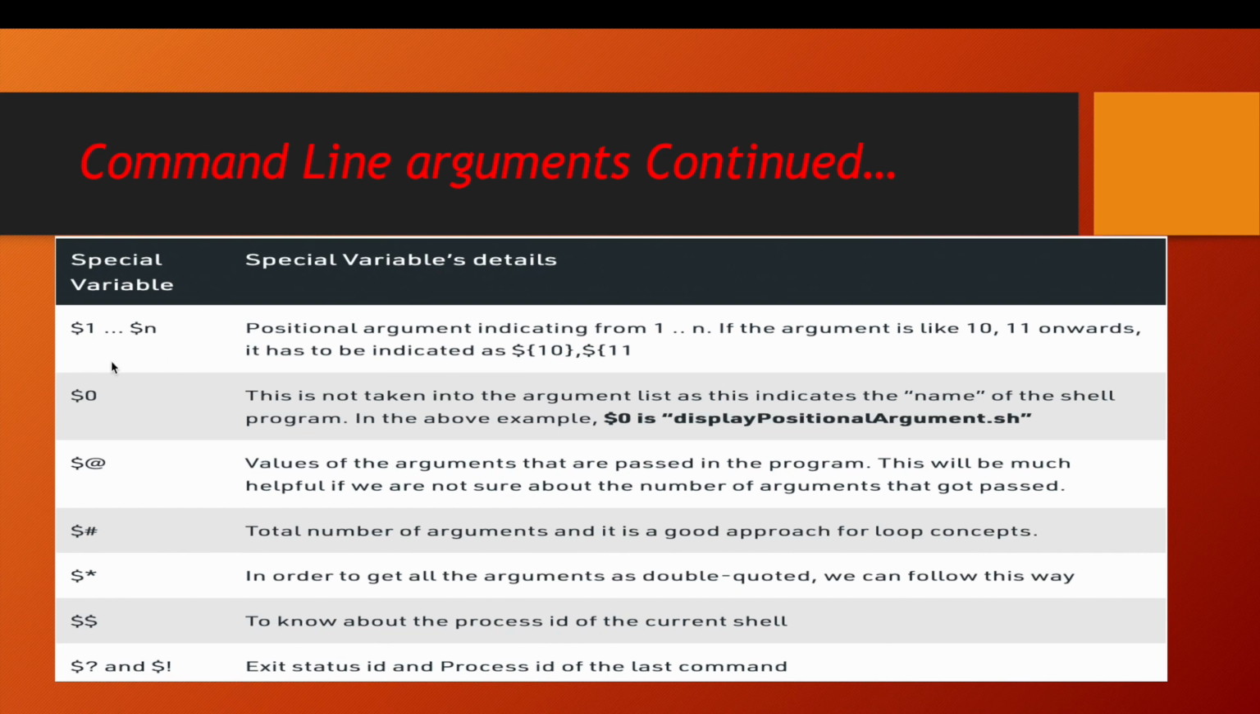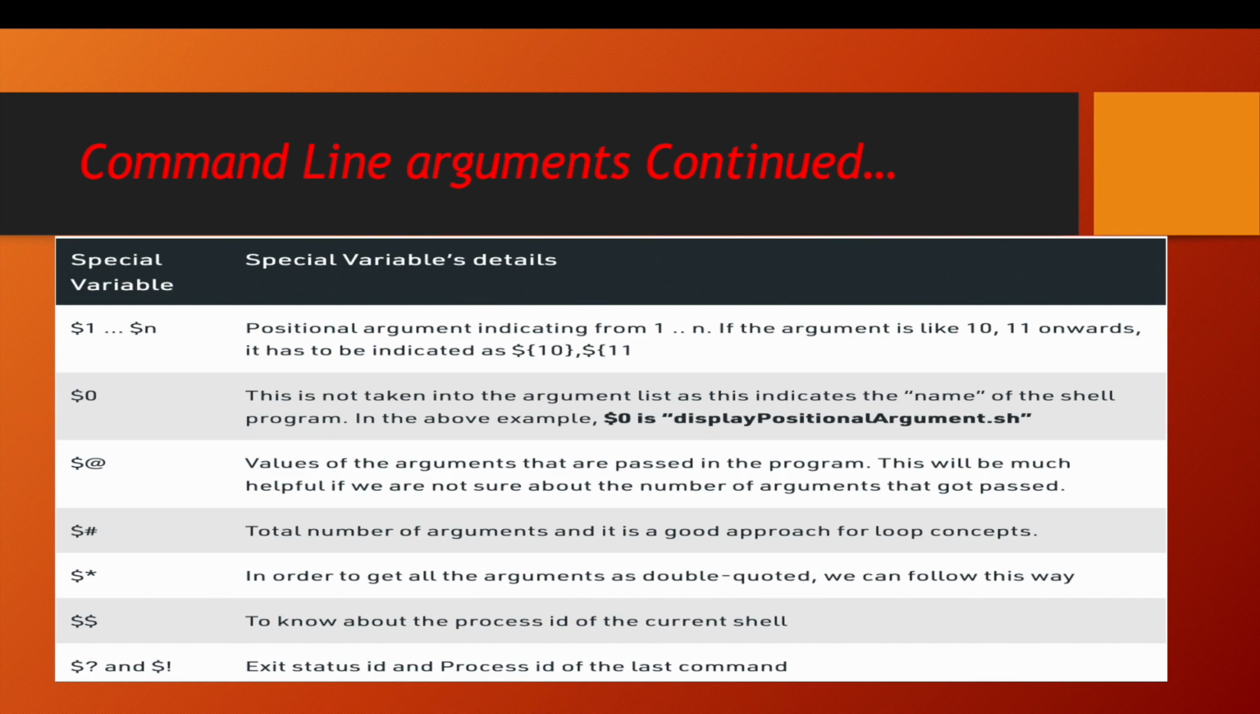Now, what is the meaning of each and everything here? $1 to $n are positional arguments, indicating from 1 to n. If the argument is 10, 11 onwards, it has to be indicated as ${10}, ${11}. $0 is not taken into the argument list, and this indicates the name of the shell program. Whatever shell script we are writing, if you put $0, it will print the name of the script itself. So $0 is the name of the script itself.